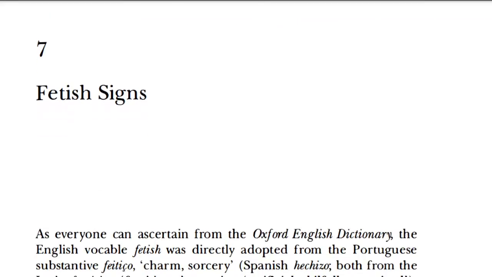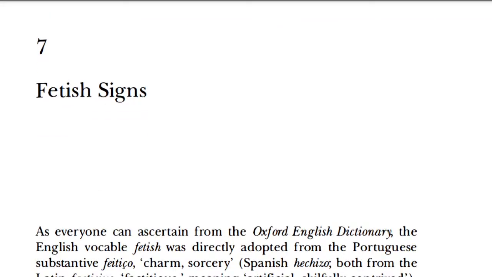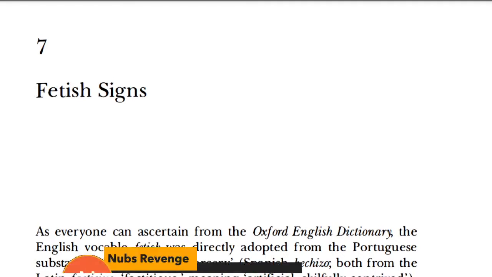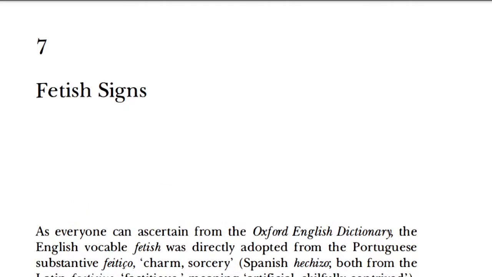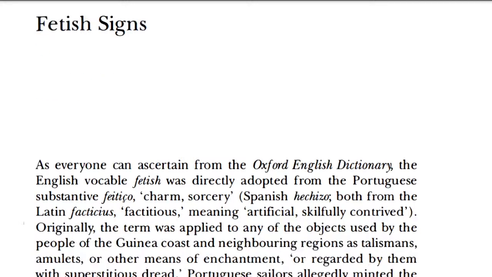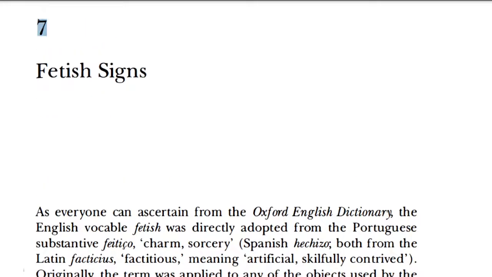Okay, everybody. We've arrived. Yeah, we're going to get deep into it now. Okay. Chapter 7. Long-awaited Chapter 7. Fetish Signs.